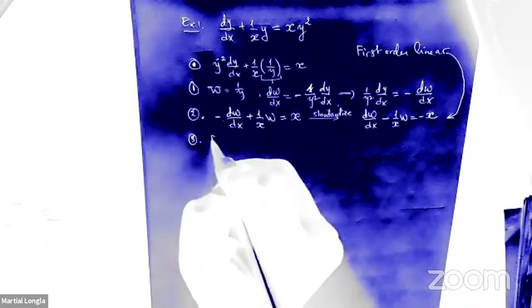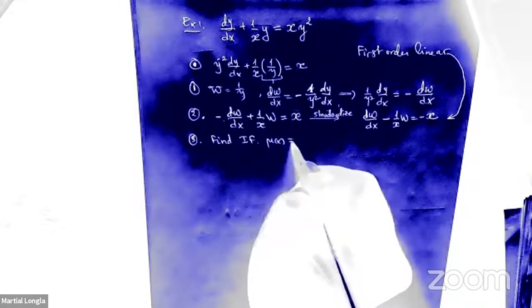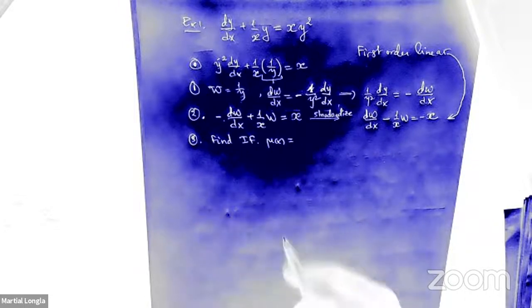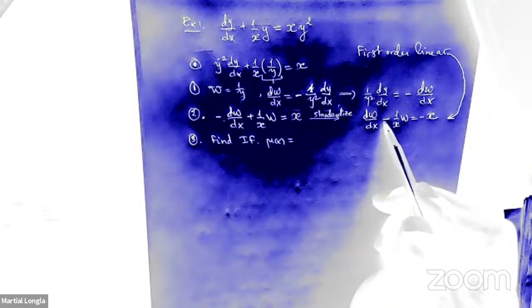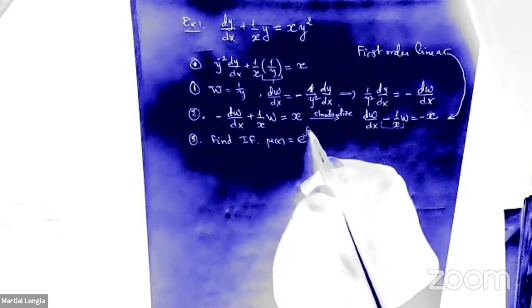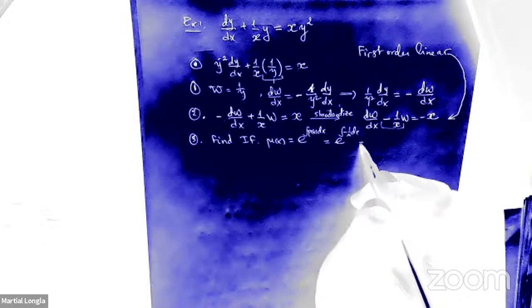So to solve it, we need to find the integrating factor, mu of x. Again, just read it here. You don't need to memorize anything. What's the integrating factor? It's e to the integral of p of x dx. What is p of x? The coefficient of the function. What's the coefficient of the function here? That's it, right? So that's e to the integral of negative 1 over x dx, which is e to the negative natural log of x.